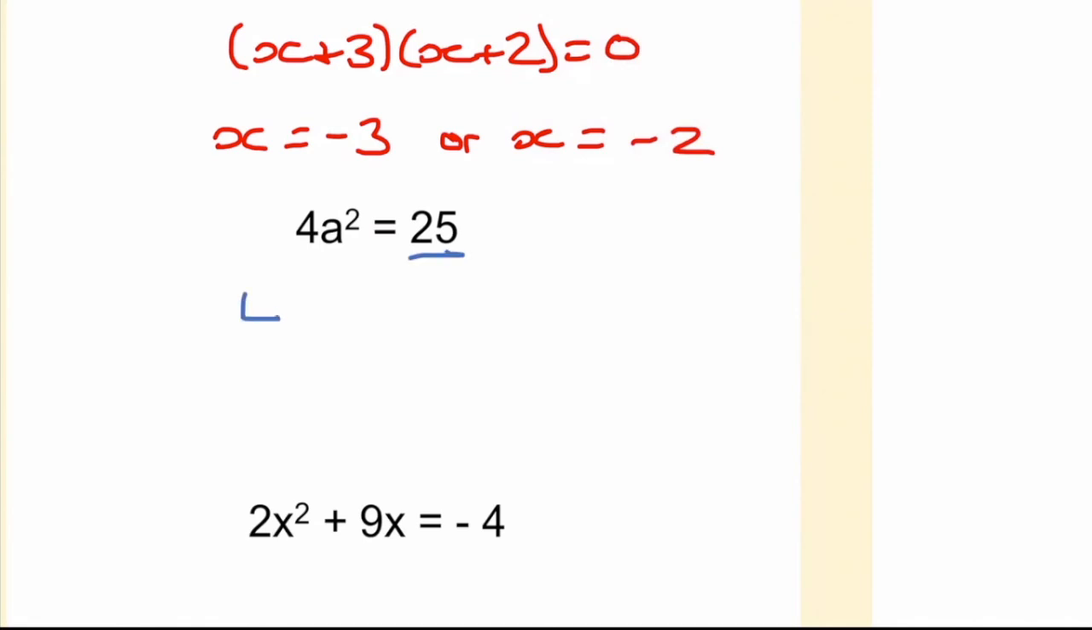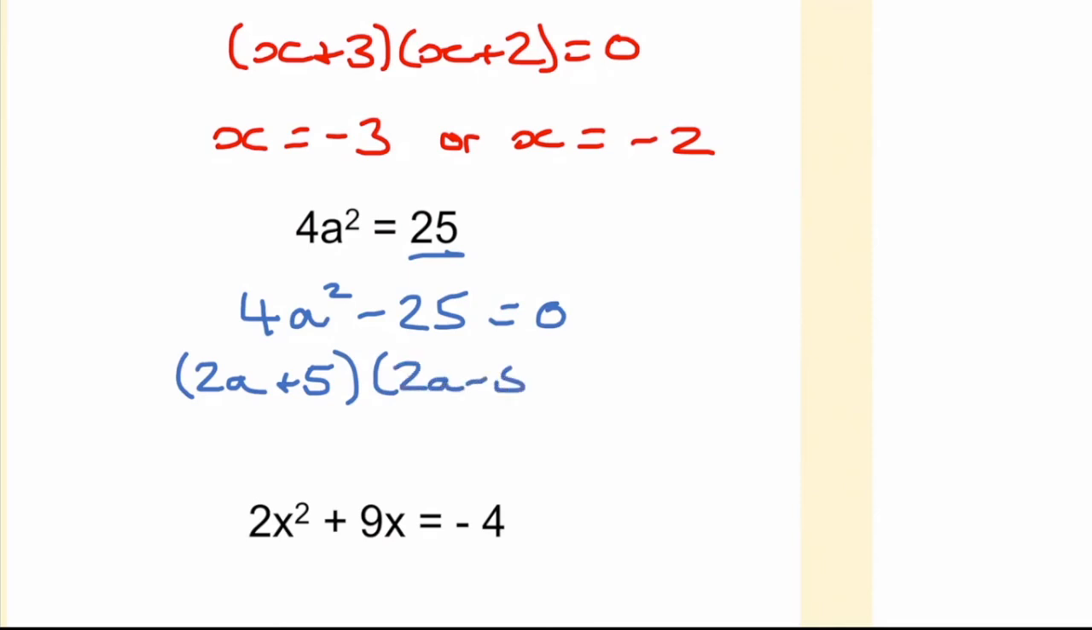We end up with 4a squared minus 25 equals 0. Now we've got difference of two squares which we can factorise. 2a plus 5, 2a minus 5 equaling 0. And now we can solve both of those brackets. a equals minus 5 over 2, because we've changed the sign and it's divided by 2, or a equals a positive 5 over 2. All right with that?